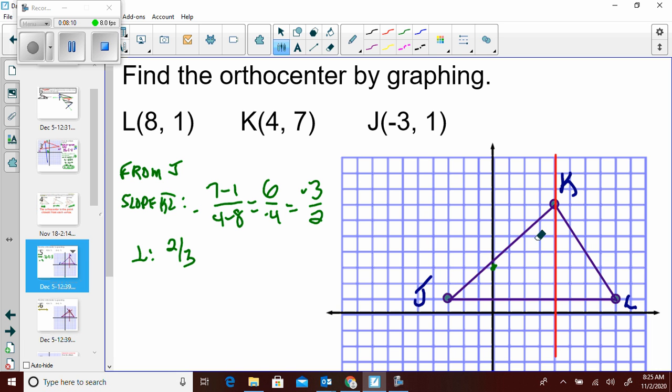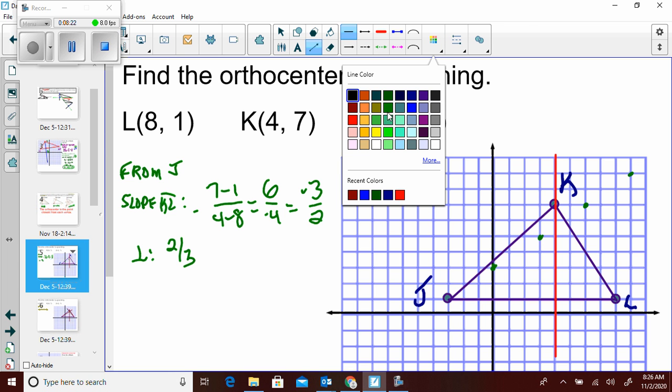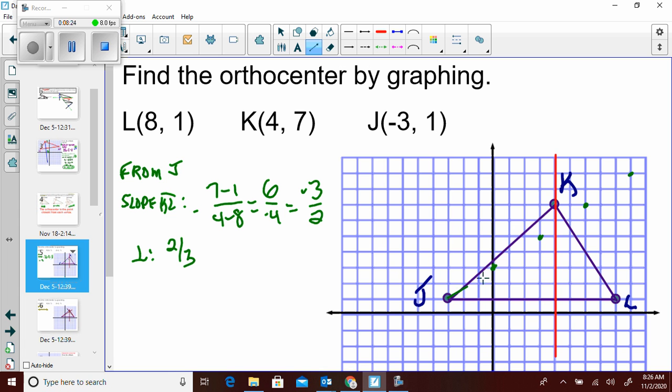1, 2, 1, 2, 3. Okay. I'm going to take my straight edge and I draw my line. Now I don't have to extend it all the way out here because I know my intersection is going to happen there.